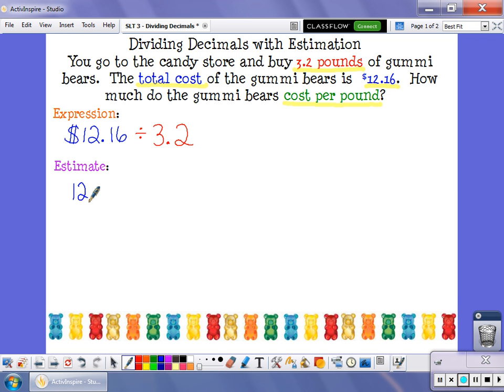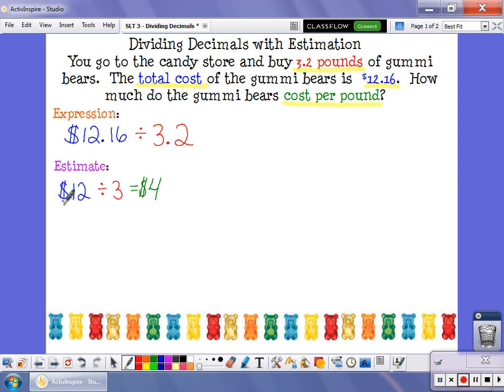$12.16 is close to $12, and 3 2/10 pounds is close to 3. So if I were to do $12 divided by 3 pounds, I would see that my cost per pound is going to be about $4.